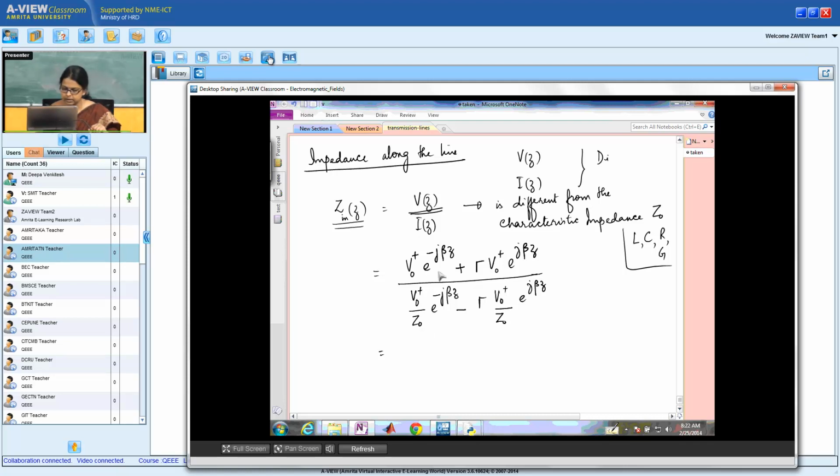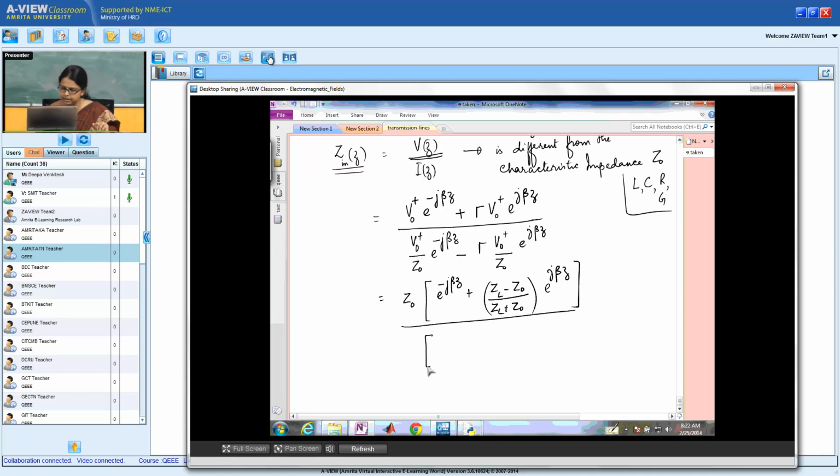Now I can cancel out a V naught, and I can pull out the Z naught. I get Z naught times e power minus j beta z plus gamma, the reflection coefficient we derived the other day, ZL minus Z naught by ZL plus Z naught, that's the voltage reflection coefficient, e power plus j beta z, divided by something similar in the denominator but with a minus sign: e power minus j beta z minus (ZL minus Z naught by ZL plus Z naught) e power plus j beta z.